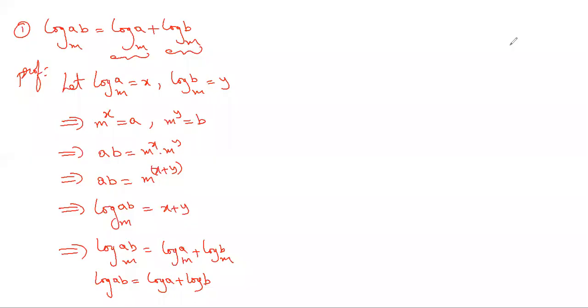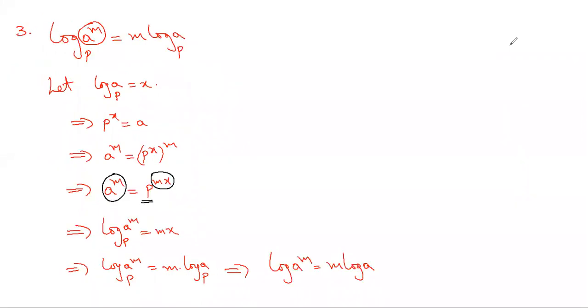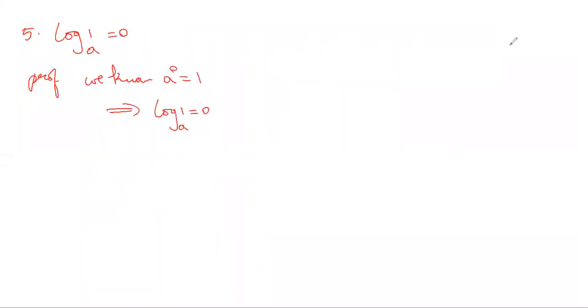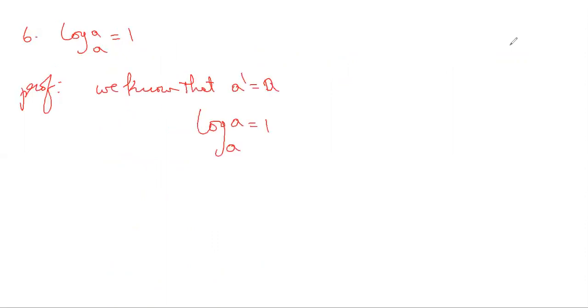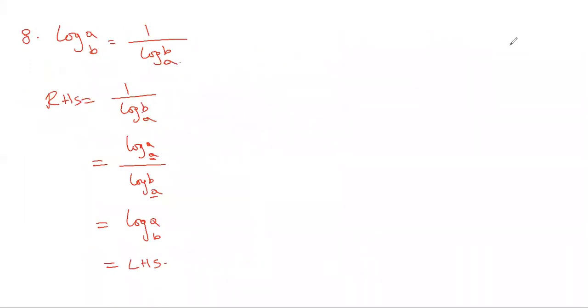So the first one is log ab is log a plus log b, and second one log a by b is log a minus log b, and the third one is log a power m is m log a. And the fourth one is log a power m base b power n is m by n log a base b. The fifth one log 1 base a equal to 0. Sixth one log a base a is 1. Seventh one log a base b equal to log a by log b. And eighth one log a base b is 1 by log b base a.